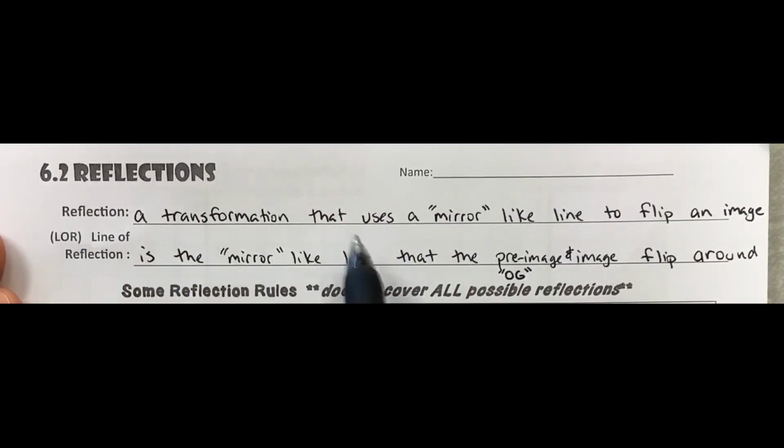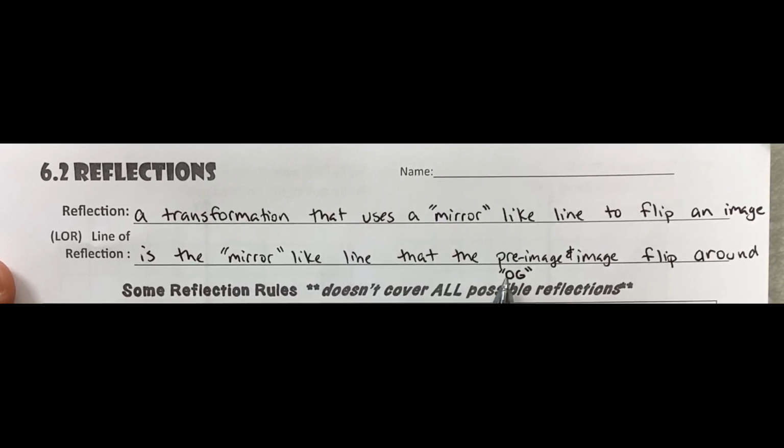Reflection is a transformation that uses a mirror-like line to flip an image. When we start doing these, they'll make a lot of sense. They're actually pretty easy. Line of reflection, also known as the LOR, because we're lazy and don't want to always write that out. That is the mirror-like line that the pre-image, also known as the OG image, and the image flip around.